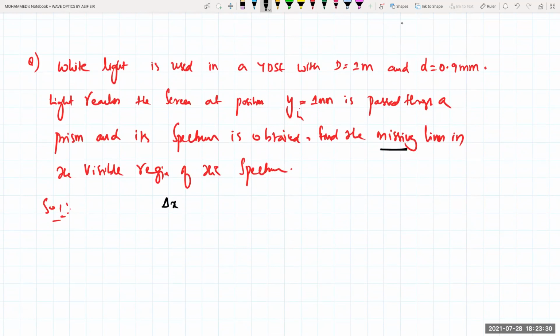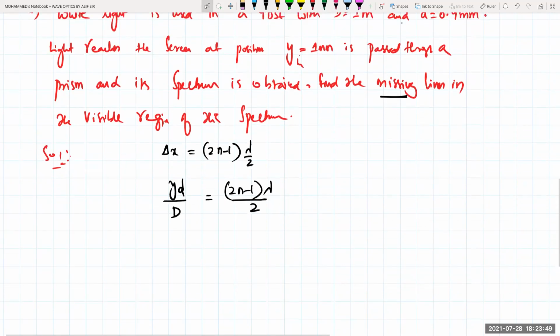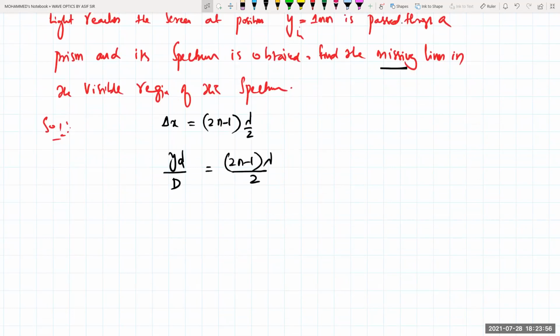For destructive interference, delta x is equal to (2n minus 1) into lambda by 2. Delta x is also equal to y into small d divided by capital D. So y d by D equals (2n minus 1) lambda by 2. What we need to calculate now is lambda.